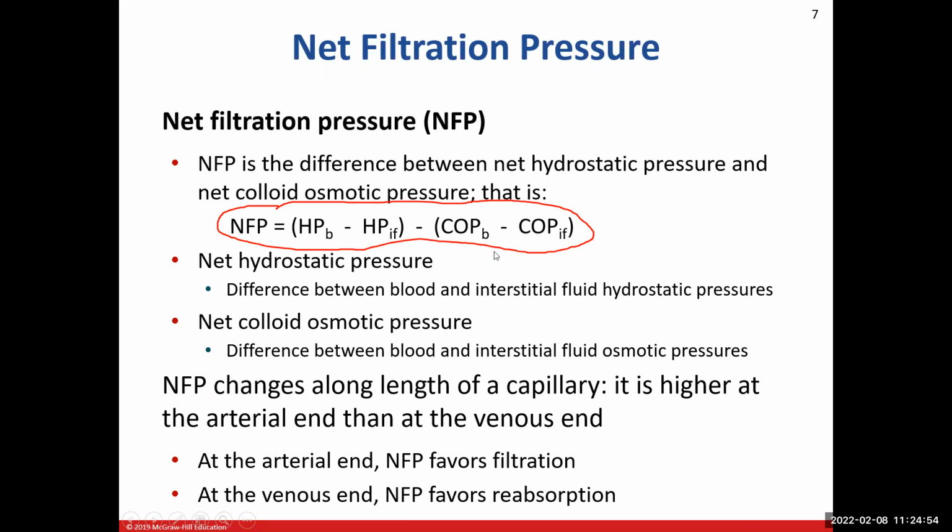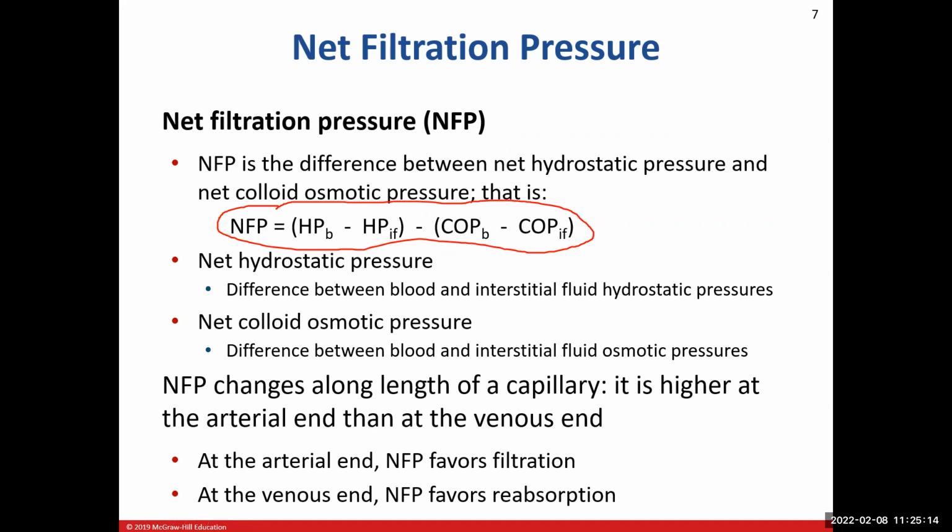So that's what we're going to do. We're just going to take both values of hydrostatic pressure and both values of the colloid osmotic pressure, take the difference of both of those, and then overall, we're going to subtract the net colloid osmotic pressure from the net hydrostatic pressure.